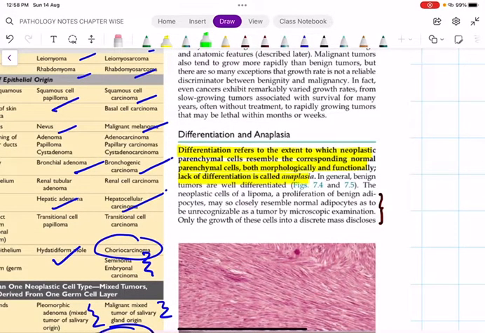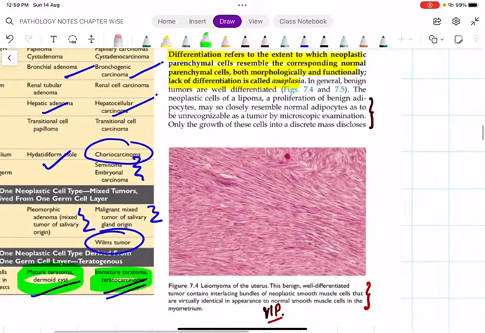Differentiation refers to the extent to which the neoplastic cells, we have a neoplasm, resemble the normal tissue. For example, we have the uterus. So this is the leiomyoma of the uterus. What do you mean by leiomyoma? It is nothing else but a smooth muscle tumor of the uterus. You can see in this picture spindle-shaped arrays of the neoplastic smooth muscle cells.